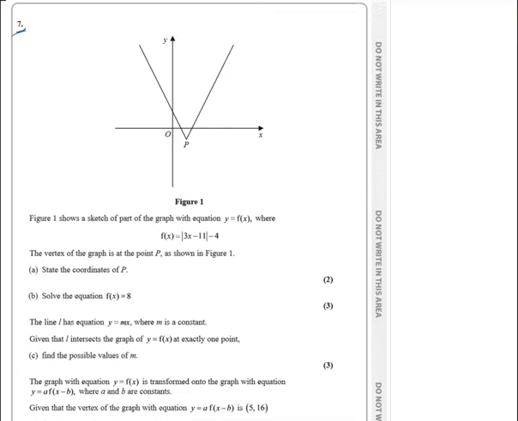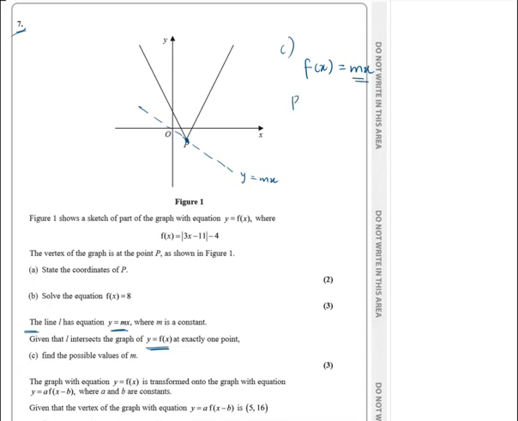Let us see part C. Part C says there's a line y is equal to mx, a straight line, that meets the function f of x at exactly 1 point. For this part, if the line meets the curve at exactly 1 point, the first culprit is this point over here. That means the line should pass through that point. That's the first thing we think about. The line y is equal to mx passes through that point, that means f of x should equal mx at that point. That means the point P should lie on the line.